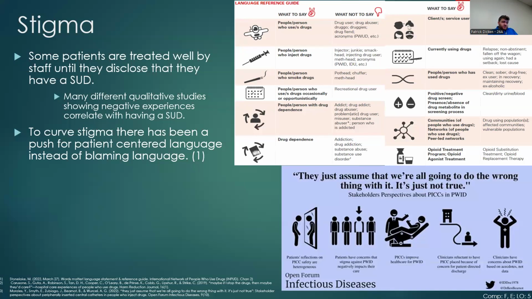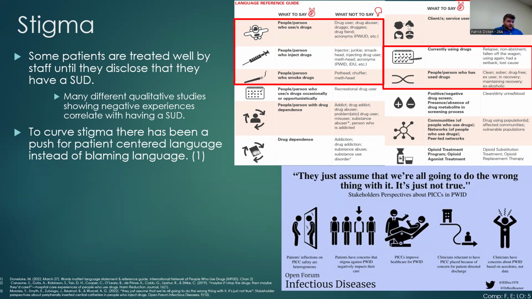So there's some stigma associated with it. Some patients are treated fine until they disclose that they have a substance use disorder. There have been many qualitative studies showing that they have negative experiences once they disclose it. There has been a push to curb the stigma by changing the language used. So right here, you don't call them a drug user, you call them a person who uses drugs. You don't call them an injector or a junkie, you say a person who injects drugs. You don't call them a pothead or a meth head, you call them a person who smokes drugs.